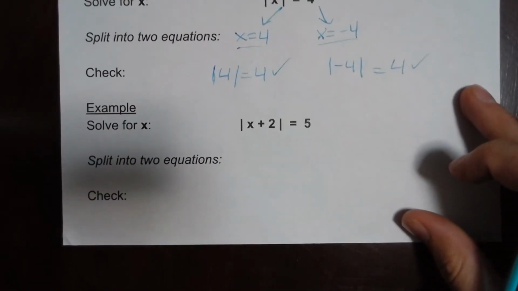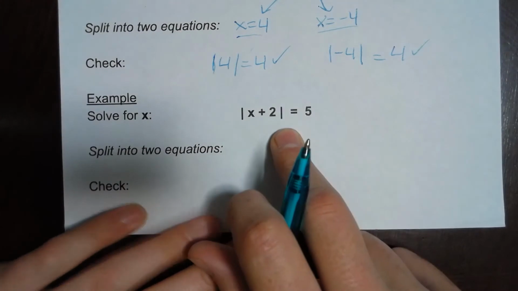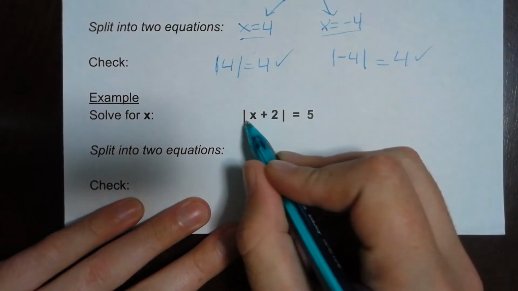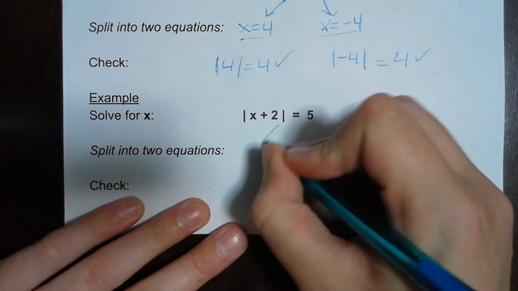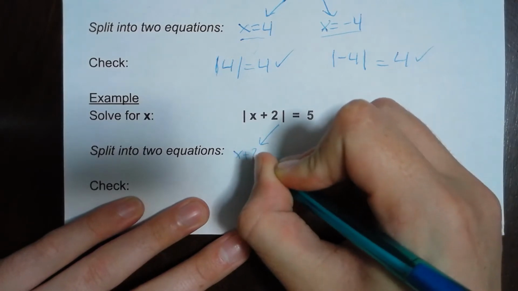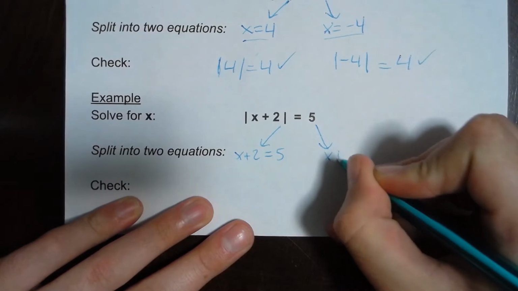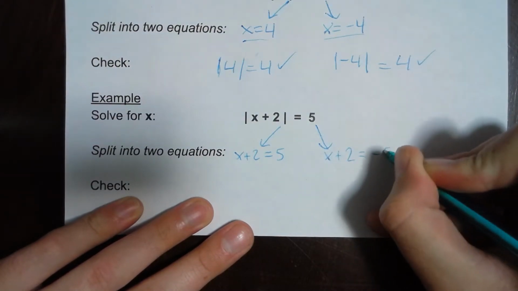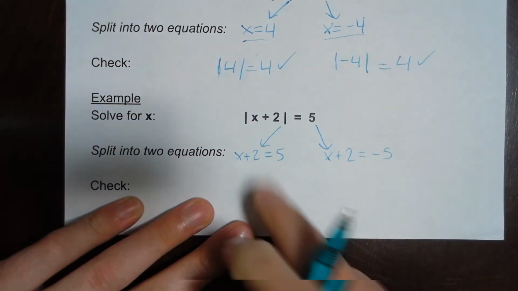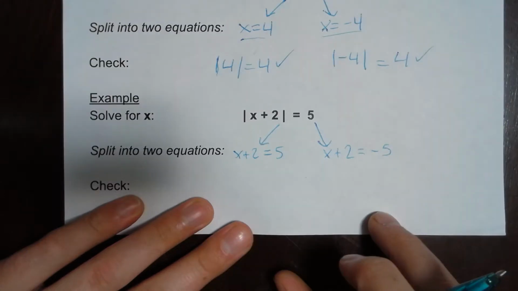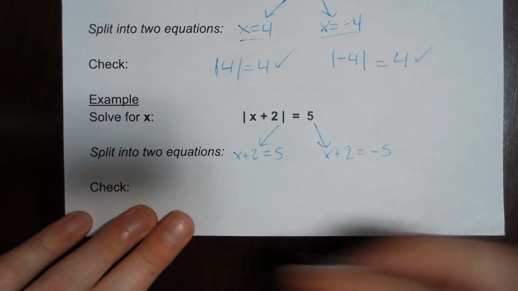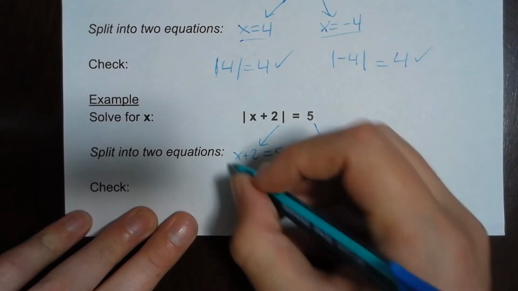Moving on, solve for x. This one looks a little different, but we still have this absolute value, so we're still just going to split it in half. One where x plus 2 equals 5, and one where x plus 2 equals negative 5. We just take our absolute value and set it equal to 5 or negative 5. And we can solve from here.